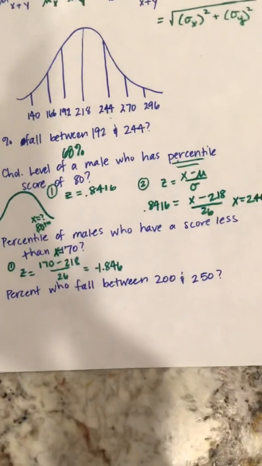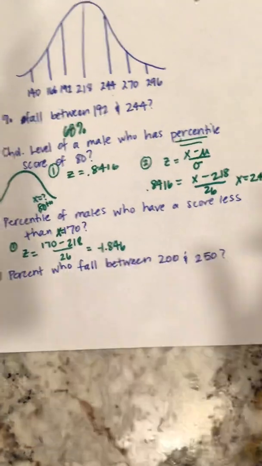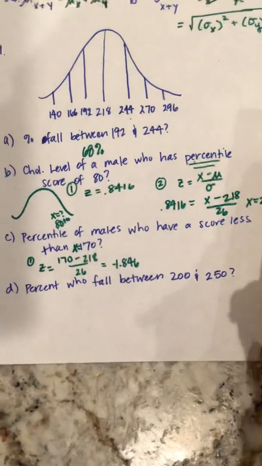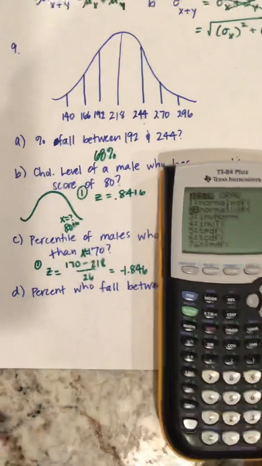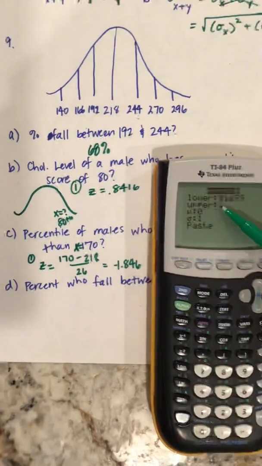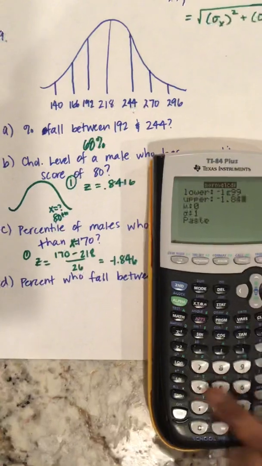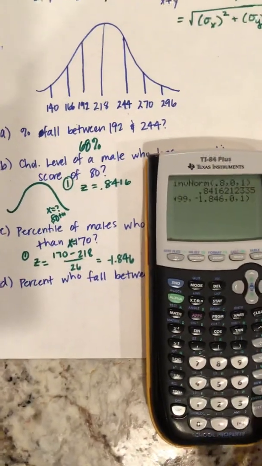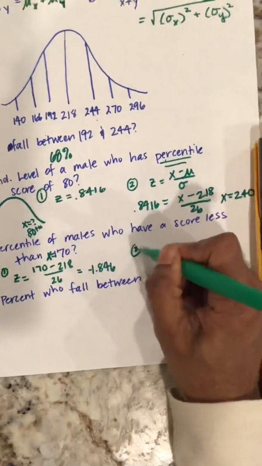All right, we still have not actually found the percentile or the percent. So step 2, plug it into your calculator, right? Go to second vars, number 2, because I know my z-score. So I can type that in, negative 1.846, to calculate the percentile, right?